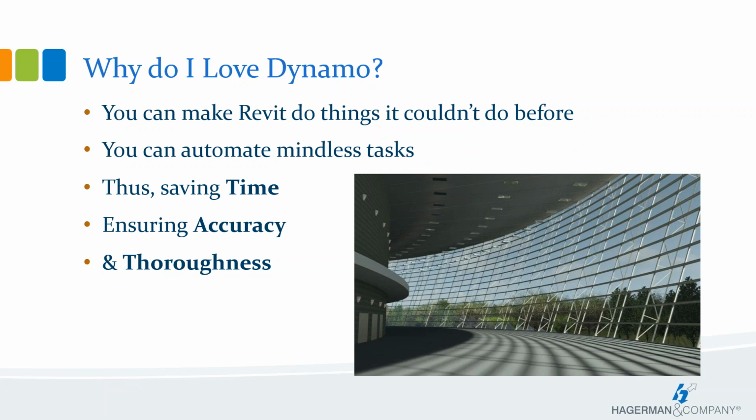As an example, if I have to manually enter the same piece of data 1,000 times, there's a great chance I will have a typo in at least a few of those. Now, Dynamo is going to do whatever we tell it to do, so you can avoid precision errors that would occur with repetitive manual entry.